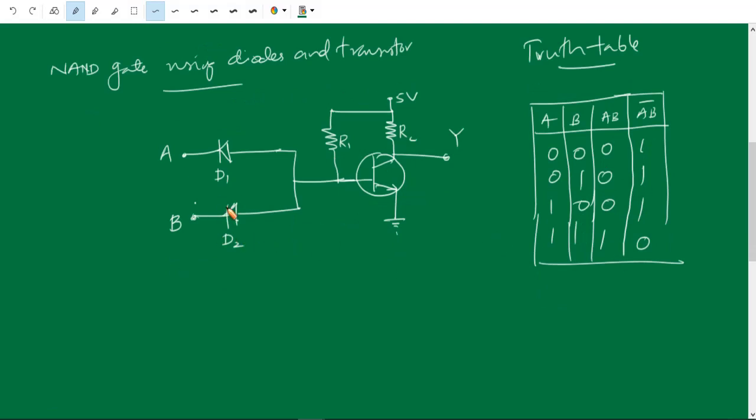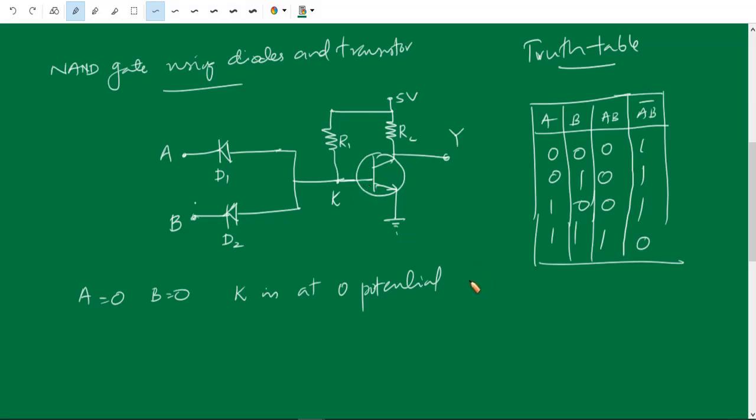Now let us explain this circuit for these different combinations of inputs. First is 0 0: A equal to 0, B equal to 0. What happens? Both the diodes are forward biased, because here is 5 volts and the inputs are 0, meaning we are grounding A and B. Therefore both diodes are forward biased, so the current flows through this. We can imagine a common point K, which is connected to the base of the transistor. The point K is at 0 potential, so the base voltage is 0.